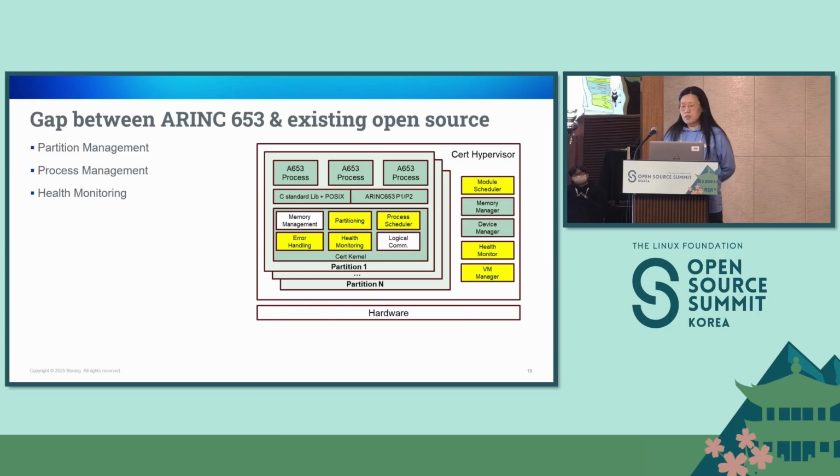Right, in this diagram on the right, the areas highlighted in yellow represent gaps in the ARINC 653 requirements compared to the status of the open source tools we are considering. Particularly relevant features include partition management, process management, and health monitoring. I will give an example in the next slide.